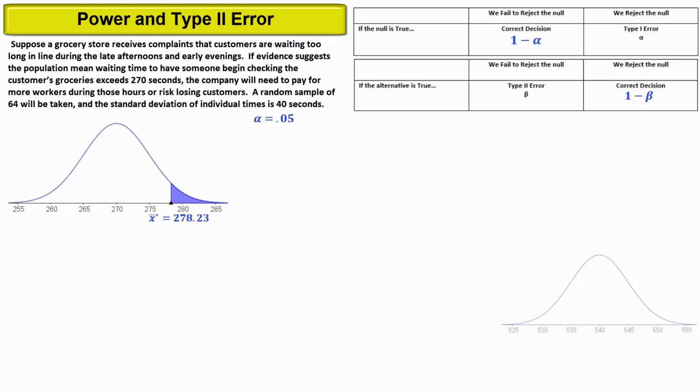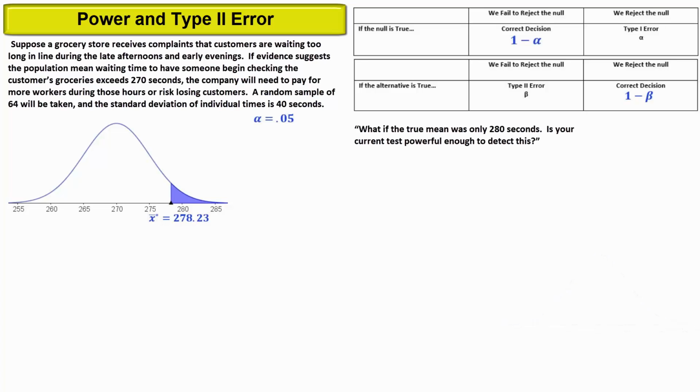But what's more realistic is to ask the question, what if the true mean was only 280 seconds? Is your current test powerful enough to detect this? Visually, here's what the sampling distribution would look like if 280 seconds was the true mean and the standard deviation and sample sizes did not change.